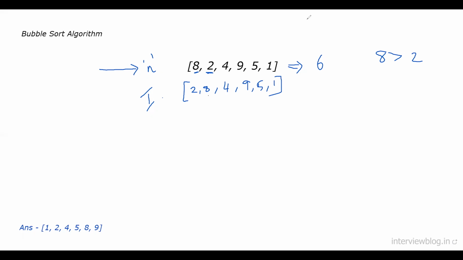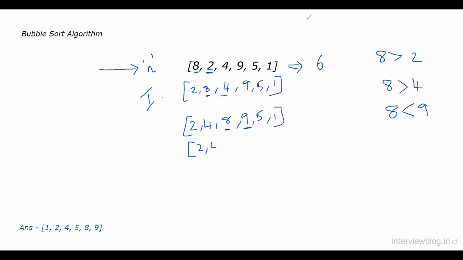Next, I'll compare 8 and 4. So while comparing 8 and 4, I can find that 8 is greater than 4. So we will swap 4 and 8. That is, our input array will now be 2, 4, 8, 9, 5, 1. Now I'll be comparing 8 and 9. Since 8 is less than 9, we do not need to perform any swaps. So our input array will be 2, 4, 8, 9, 5, 1.